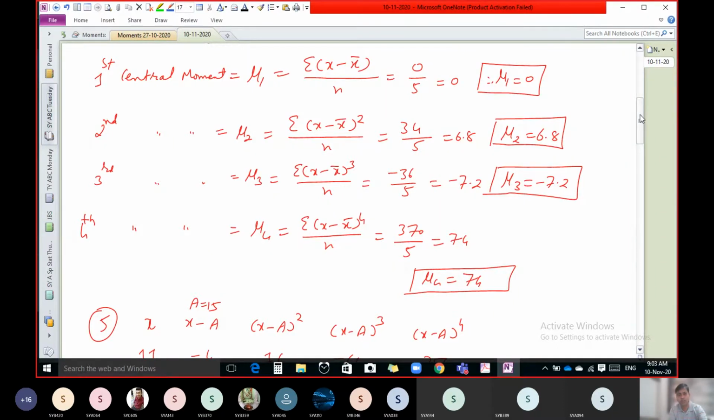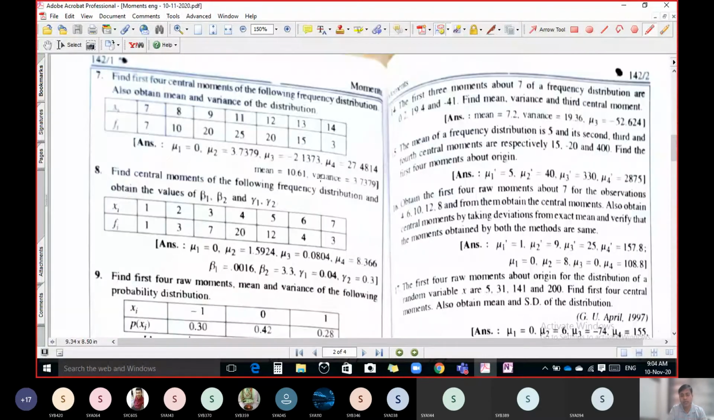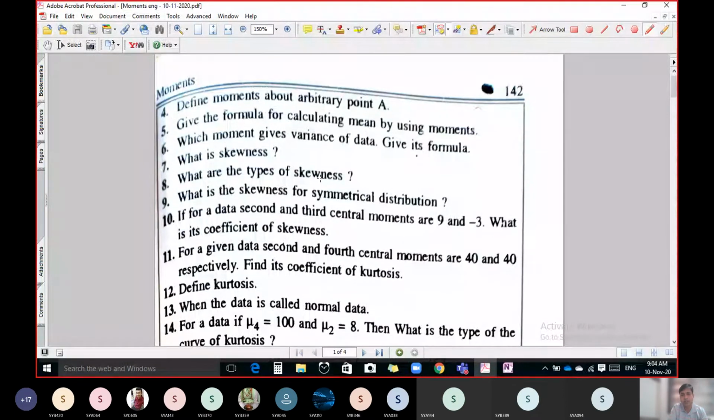So it is a very simple question. It's like mean and variance only, but here you are required to calculate the cube as well as the power 4 of x minus x bar.